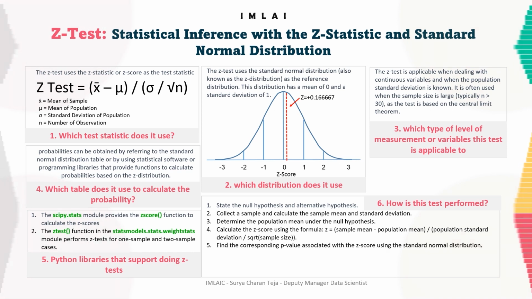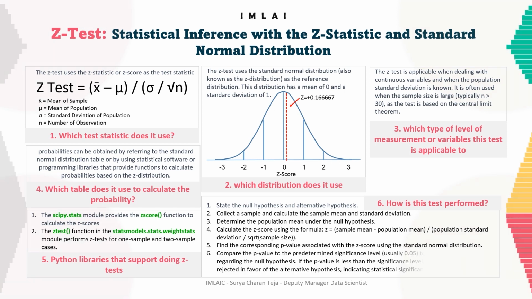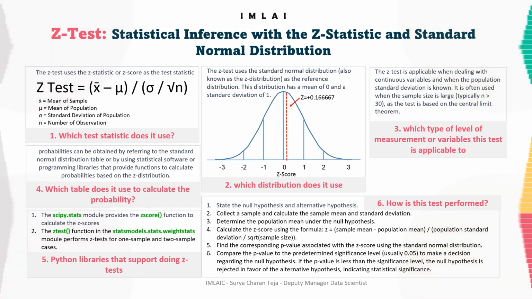And then find the corresponding p-value, that's a probability value, associated with the z-score using the standard normal distribution. Then compare the p-value to the predetermined significance level, usually 0.05, to make a decision regarding the null hypothesis. If the p-value is less than the significance level, the null hypothesis is rejected in favor of the alternative hypothesis, indicating statistical significance.